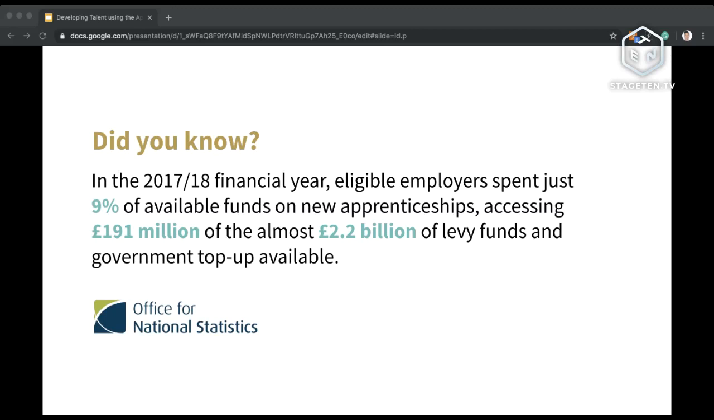Another top fact for you: did you know in the 2017-18 financial year, eligible employers spent just 9% of the funds available on new apprenticeships? That means they accessed £191 million of £2.2 billion of levy funds. Please check if your organisation is paying into the levy and think, what can you be doing with the money?